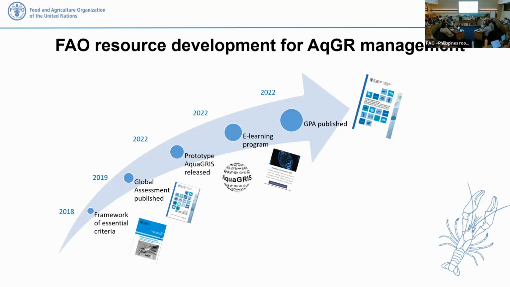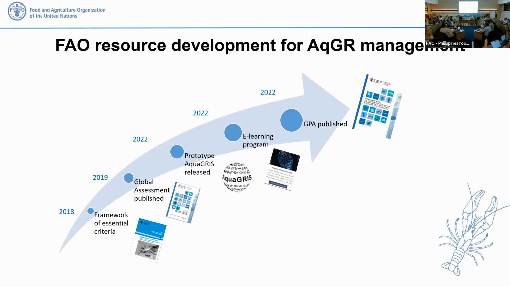But one of the issues that was raised was about information. So at that time, in 2019, we had already started to think about an information system on genetic resources. It didn't become named AquaGRIS until last year, but that's essentially what it was. We have lots of other resources, including e-learning programs on genetic improvement, case studies on the importance of genetics, etc.